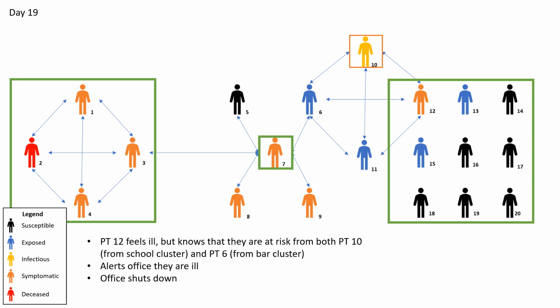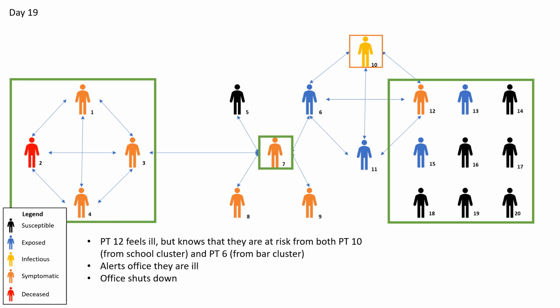On day 13, patient 12 feels ill, but they know that they're at risk from patient 10 because of the efforts of contact tracing, and also from patient 6 from the bar cluster. And so that individual alerts their office that they are ill and that they have been potentially exposed to this virus. So the office winds up shutting down, and so it prevents people further downstream from becoming infected.